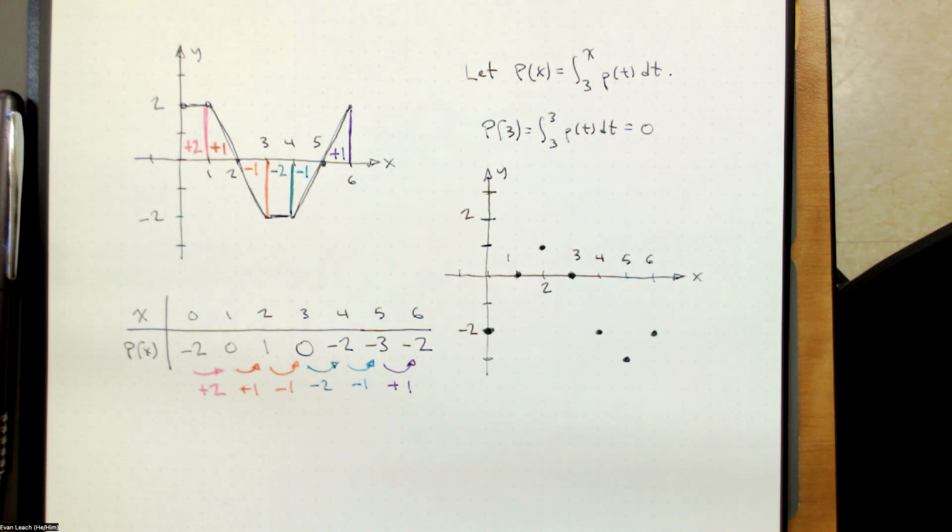This is the same shape that we had yesterday, but it has a different starting value. Notice that this one starts, P of 0 here is negative 2. Yesterday, P of 0 was negative 1.